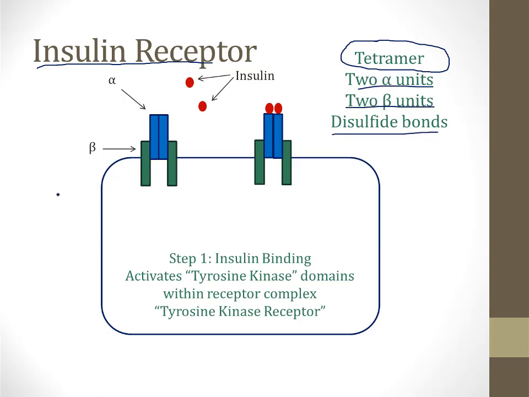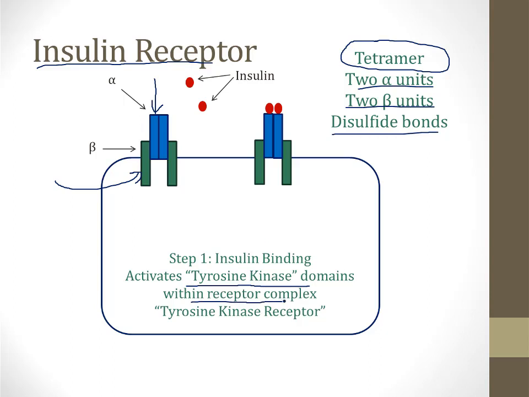If you look at this picture on the right side of the screen, the green bars are the beta units, the blue bars are the alpha units. You can see that the alpha units are extracellular and the beta units are transmembrane portions of the receptor. Insulin can bind to this receptor. That's the first step in insulin exerting its reaction. And when it binds to this receptor, it activates so-called tyrosine kinase domains within the receptor complex.